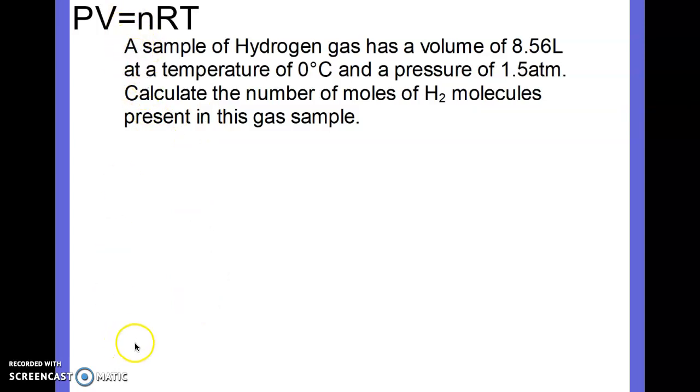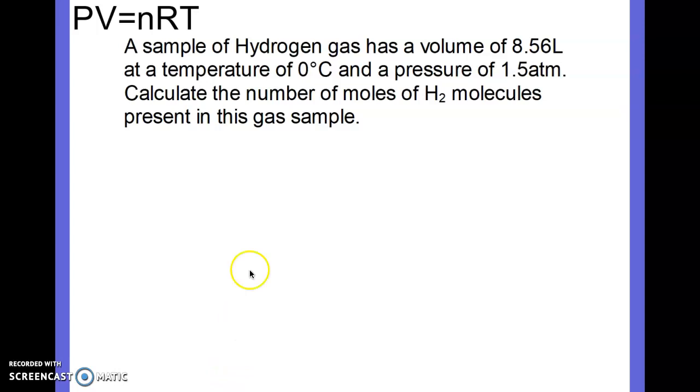A sample of hydrogen gas has a volume of 8.56 liters at a temperature of 0 degrees Celsius and a pressure of 1.5 atmospheres. Okay. It says calculate the number of moles of H2 molecules present in this gas sample.